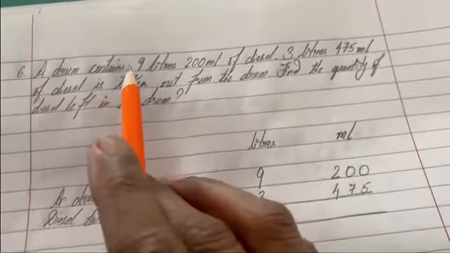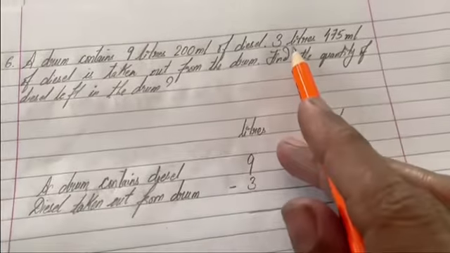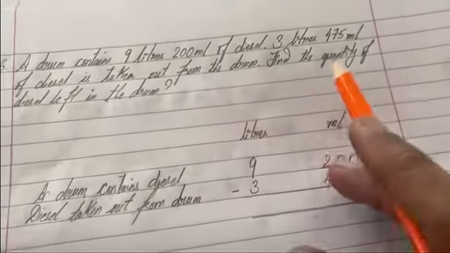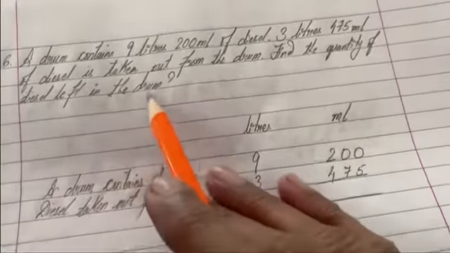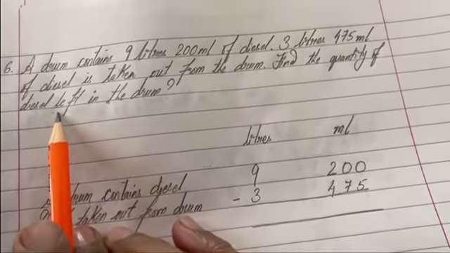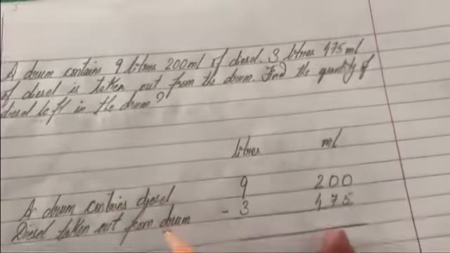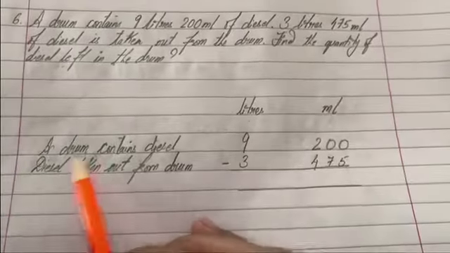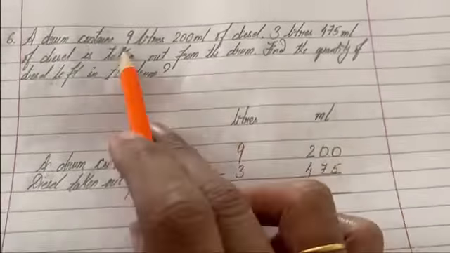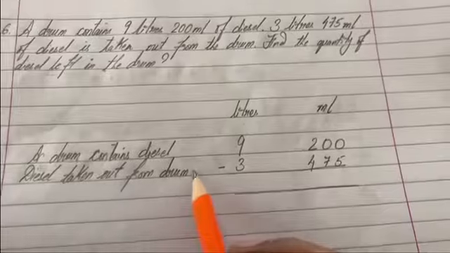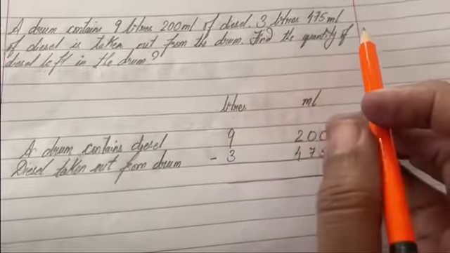So now let's read the sixth question. A drum contains 9 liters 200 ml of diesel, 3 liters 475 ml of diesel is taken out from the drum. Find the quantity of the diesel left in the drum. So here you can see the word left is given. So when you see the word left, what you have to do, you have to subtract. So first we'll make columns over here like this, liters and ml, and a drum contains diesel. How much diesel a drum contains? 9 liters and 200 ml, and diesel taken out from the drum, so 3 liters and 475 ml.